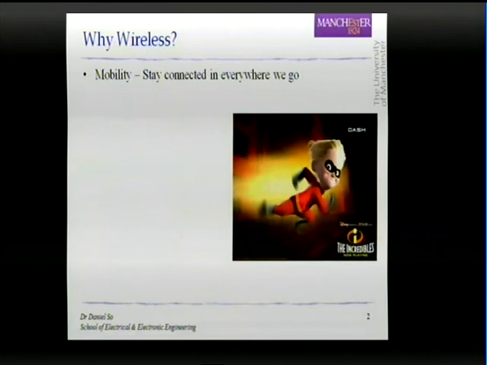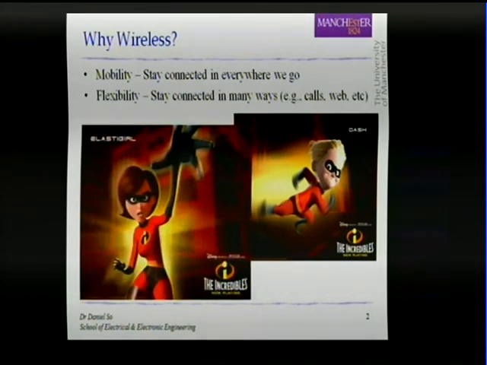So first of all, why do we need wireless communications? Because wireline communications have been here for hundreds of years. Why suddenly wireless? The first thing is mobility. We want to stay connected everywhere we go. We don't want to be stationary. And we also want to be flexible. We want to stay connected in many ways. Nowadays, we use our phone not only for voice conversation, but also for browsing, for data, maybe even for video. So we want both mobility and flexibility, and wireless can provide us with that.